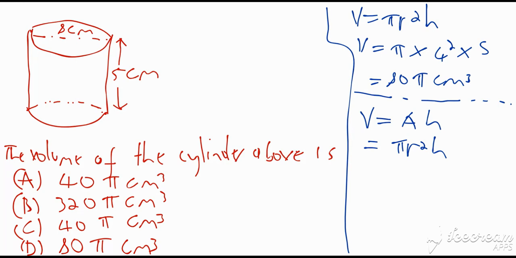Please remember that for a circle, you must look out for whether the radius is given or the diameter is given. If the diameter is given, then we divide the diameter by 2 to get the radius. So in this case, my answer is 40. So the answer is D.